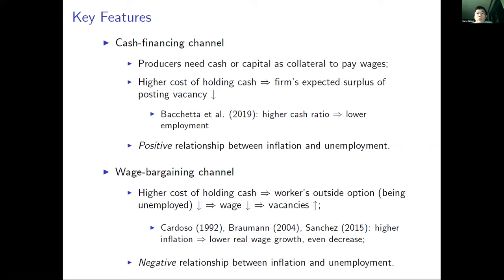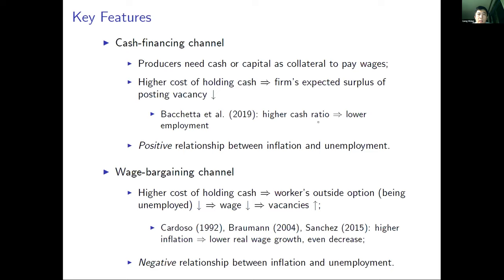So one producer has such a choice. If there is a higher cost of holding cash, that implies that the firms face a lower expected surplus from posting a vacancy. So a higher cost of holding cash will induce firms to post fewer vacancies. And this poses a positive relationship between inflation and unemployment. So higher inflation induces higher unemployment from this extensive margin.